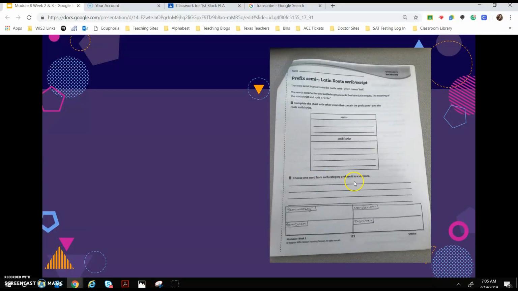Then you are going to choose one word from each category and use it in a sentence. So you're going to pick one of the 2 words you come up with here, make one sentence. You're going to choose one of the 4 words you picked here, and you're going to make one sentence. So you'll have one sentence of semi and one sentence of scrib or script. After that, I want you to find the definitions of semi-weekly, semicolon, manuscript, and inscribe, and then you will be done with this worksheet. And so at this point for the reading workshop grow time, you will be completed.